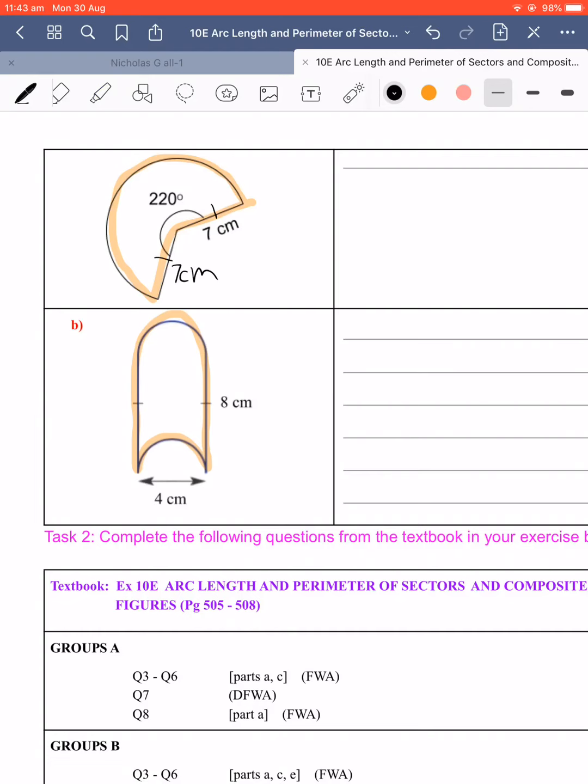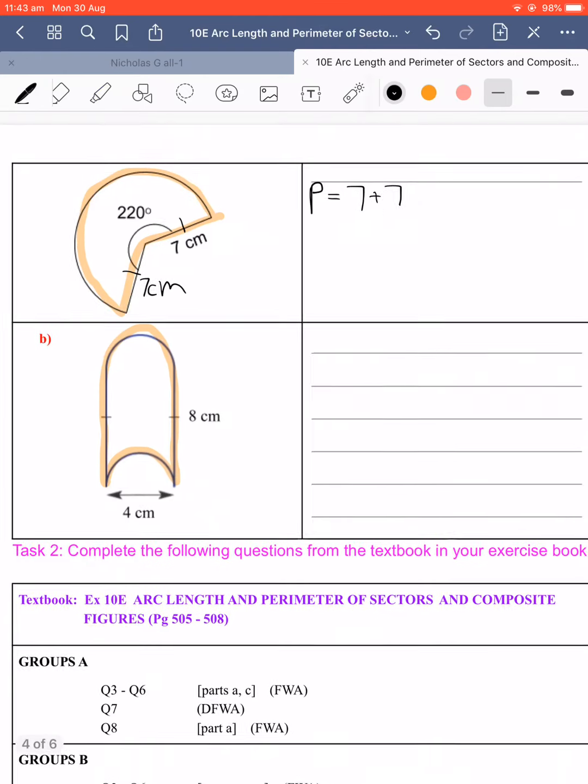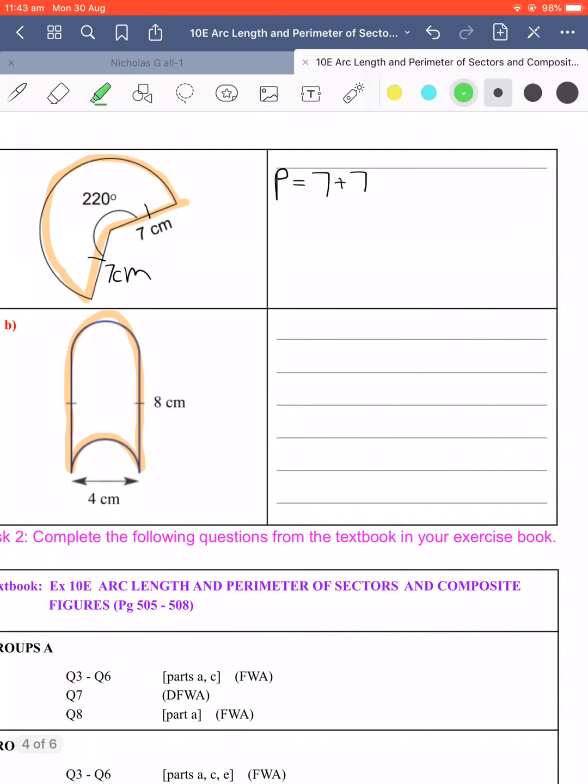So I've got 7 centimeters and 7 centimeters. So that's what I've got so far. So I can already add to my answer that I've got 7 plus 7. And let's refer back to our formula for finding the perimeter of our sector.